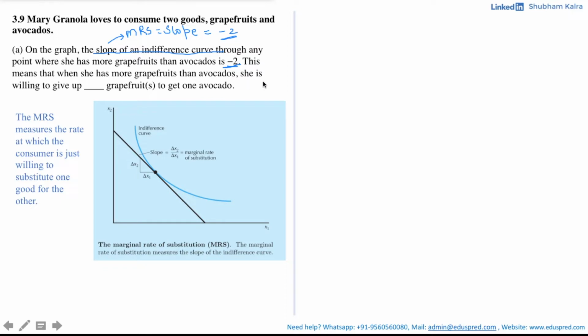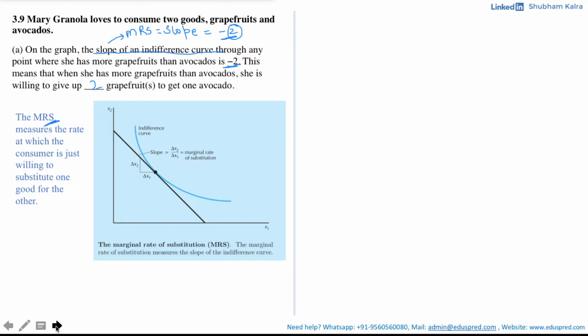Now the question further says that this means when she has more grapefruits than avocados, she is willing to give up dash grapefruits to get one avocado. And now note that this is just the exchange rate, or the rate at which the consumer is willing to substitute one good for the other, which is nothing but your MRS. And for this particular case your MRS is 2. Thus she will be willing to give up 2 grapefruits to get 1 avocado.